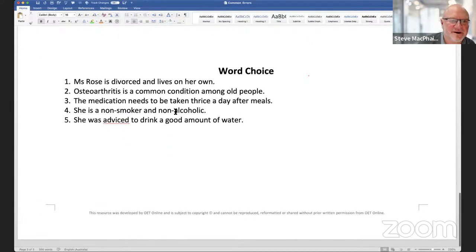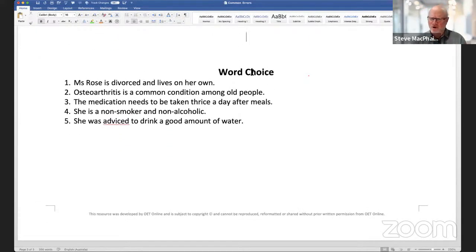Okay, last ones we're going to look at, and this is a bit word choice, vocabulary, and meaning.